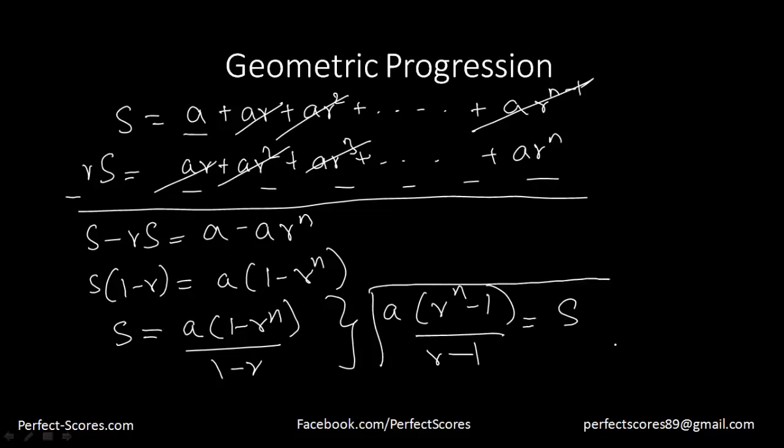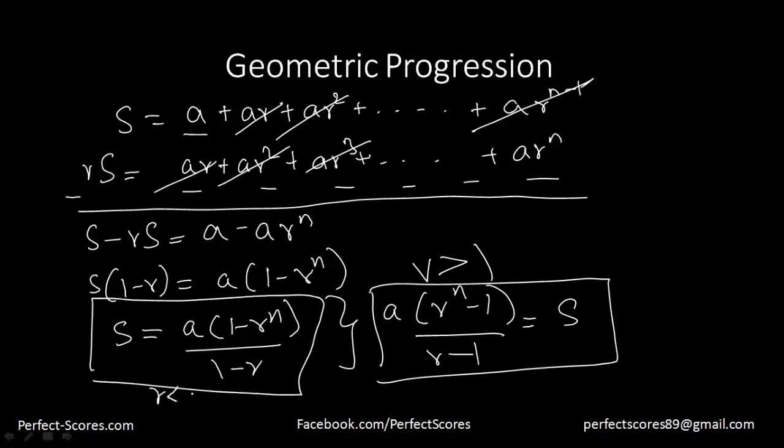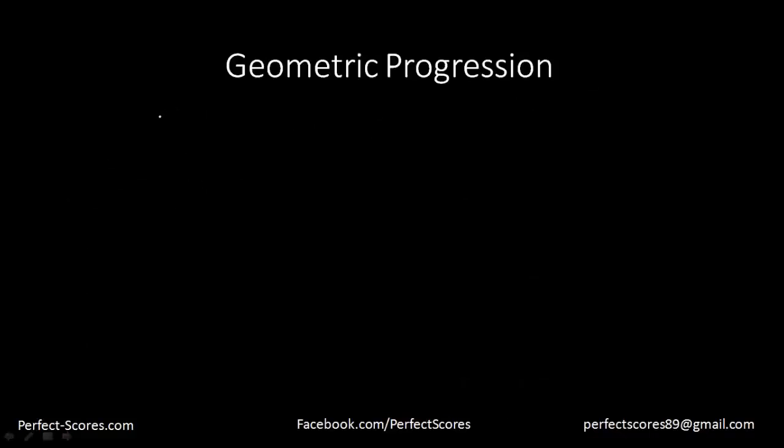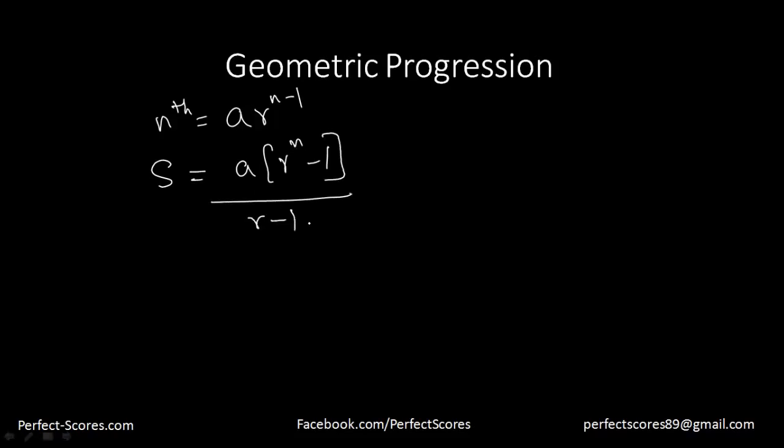You can use this if r is greater than 1, and you can use the other if r is less than 1. But it's the same mathematical equation, so you don't need to worry too much. This is the sum of the number of terms of a geometric progression. Let me write down both of the important things on the board: the nth term of a geometric progression is equal to a into r to the power n minus 1, and the sum of terms is equal to a into r to the power n minus 1 over r minus 1.